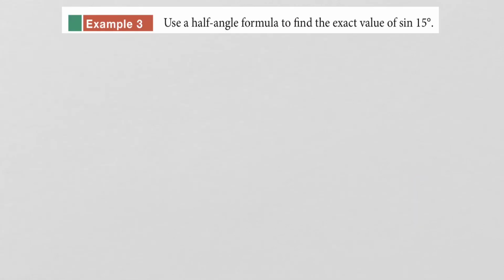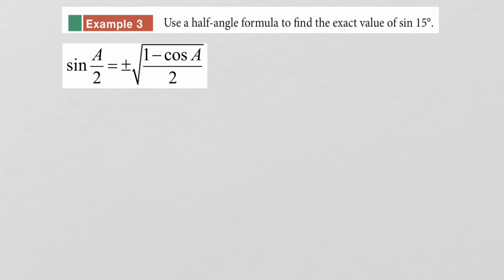In the next example, we want to use a half-angle formula to find the exact value of the sine of 15 degrees. And to do this, I'm going to make the realization that 15 degrees is the same as 30 degrees divided by 2. So you see it's appropriate to use a half angle formula where in this case A would be 30, right? Because 30 divided by 2 is 15.